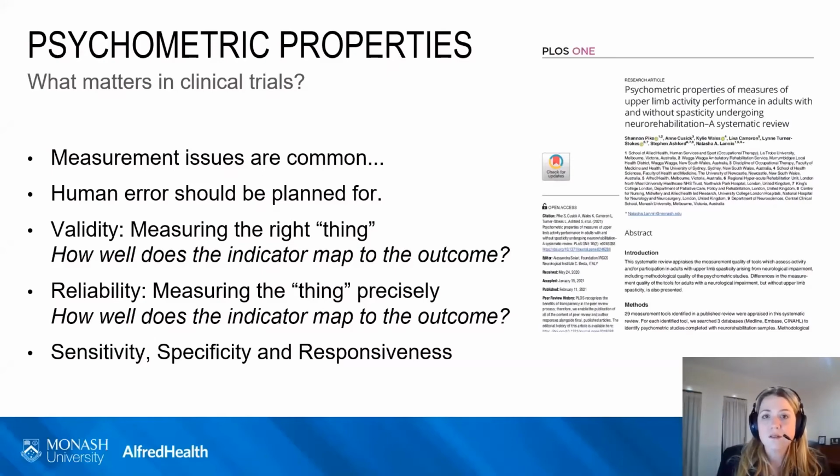The good news is that these days we don't always have to do all the hard work when examining psychometric properties. There are two things that can help us. The first being systematic reviews of measurement tools, like the one that I've just popped up there. It's a paper we published on activity performance tools for adults with spasticity.